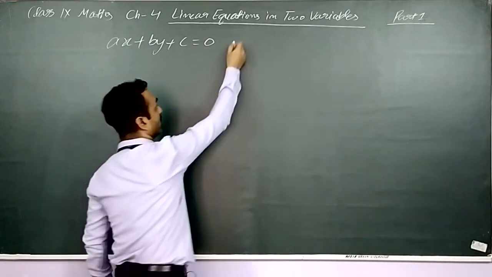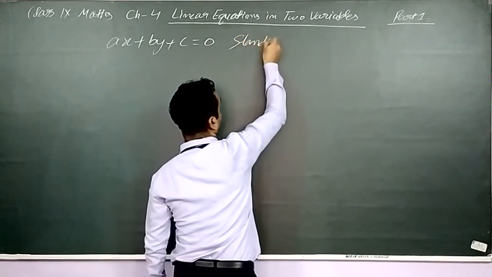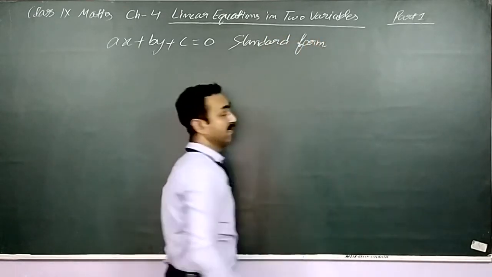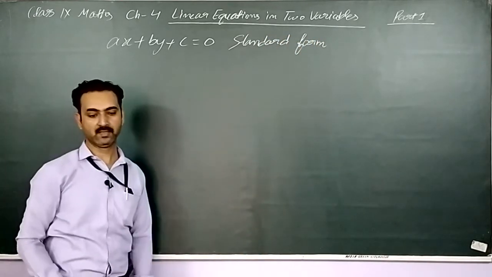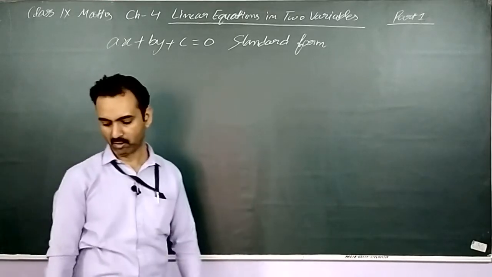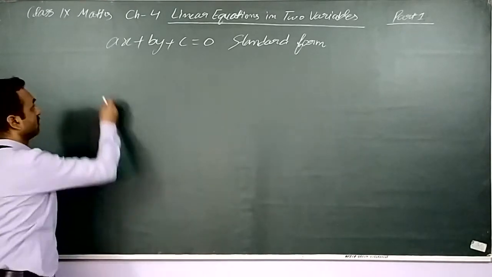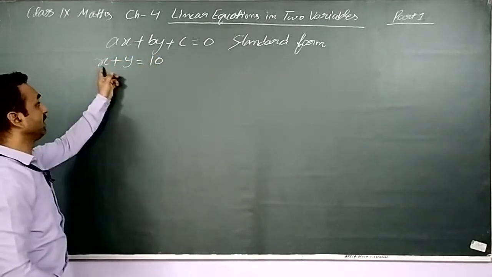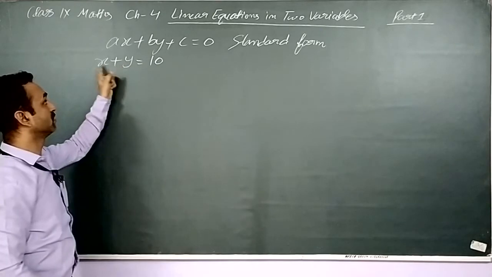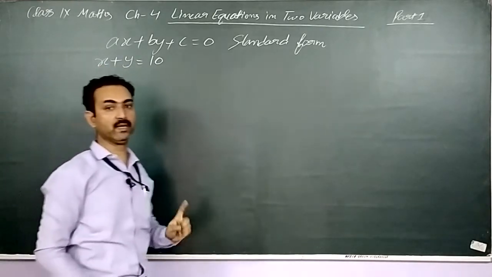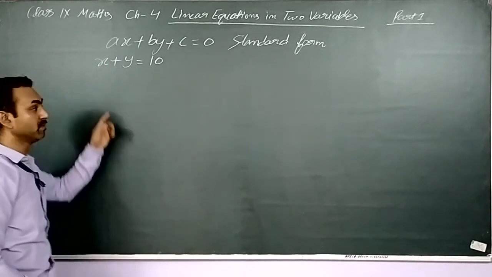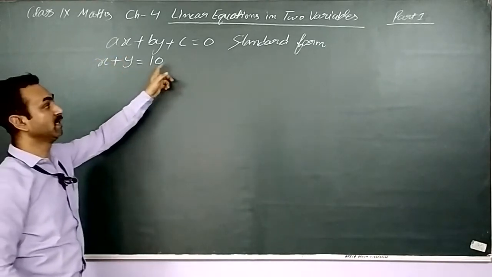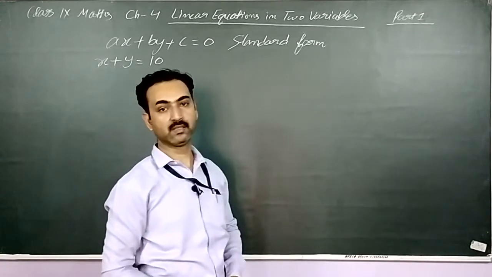This is the standard form of linear equation in two variables. Examples: x plus y equals to 10. So this is the linear equation in two variables. Linear means the degree is 1. Both the variables degree is 1. You can see here, and there are two variables. So this is the linear equation in two variables.